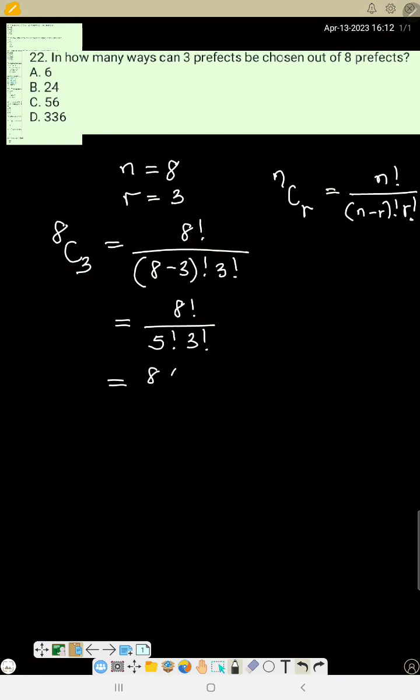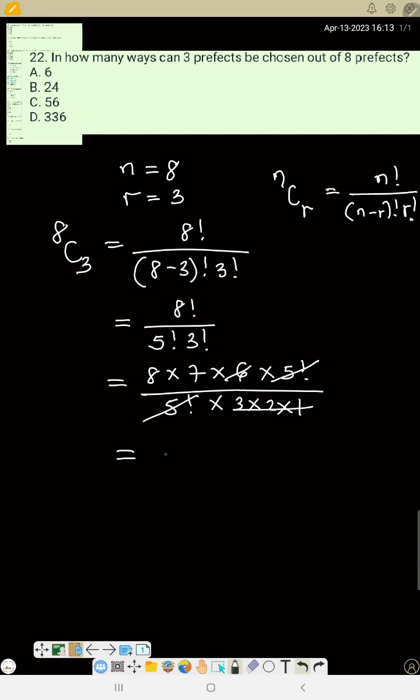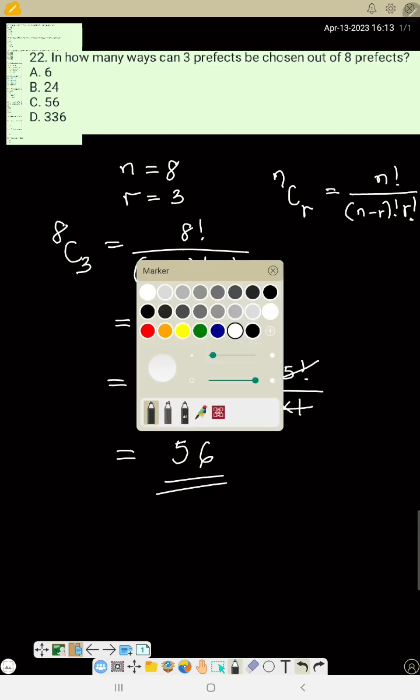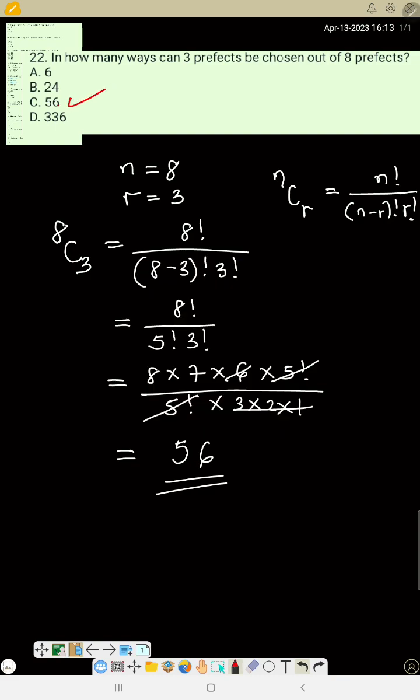So now this is 8 times 7 times 6 times 5 factorial divided by 5 factorial times 3 times 2 times 1. So I stop on 5 factorial so that it will cancel out. 3 times 2 is 6. So 8 times 7 is 56. So that means the answer is 56. Because in JAMB you don't have a calculator for combination, so you use that formula. So the correct option is C.